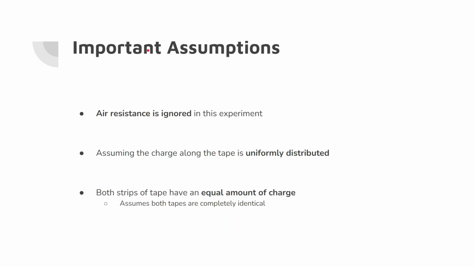So some important assumptions we made here. We assume air resistance is negligible. We assume that the charge is uniformly distributed and that both strips of tape are equal in their charge, and basically that they're both identical.